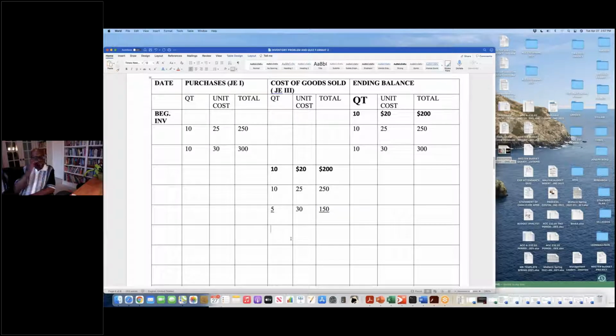When we add them all up, we have sold how many? 10, 10, and 5. We've sold 25 pairs of shoes. But the cost of the shoes was what? 600. How many pairs of shoes do we have left? 5 at 30, 150.